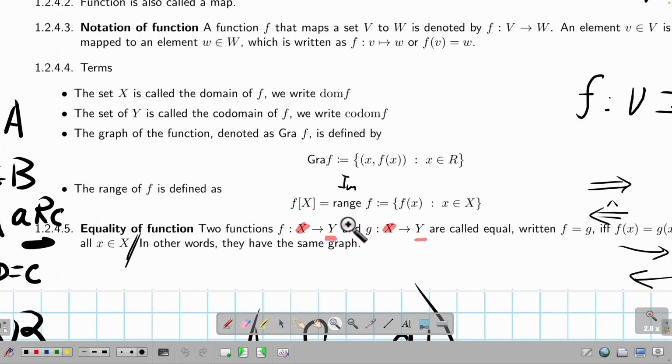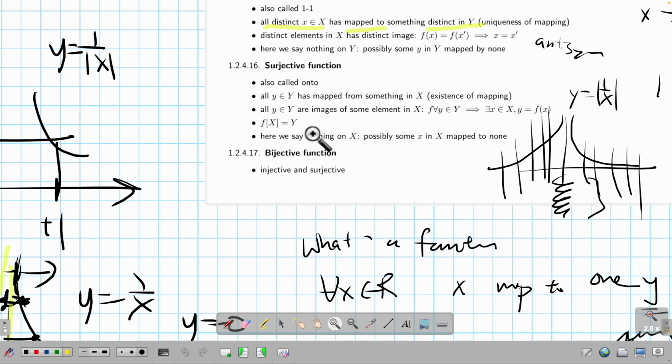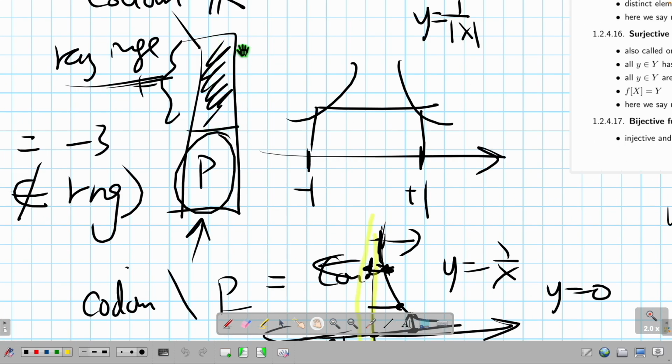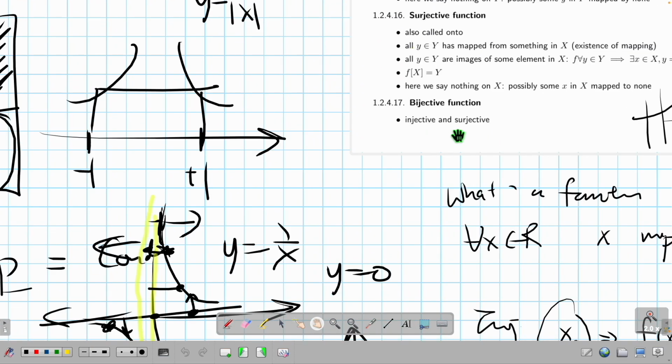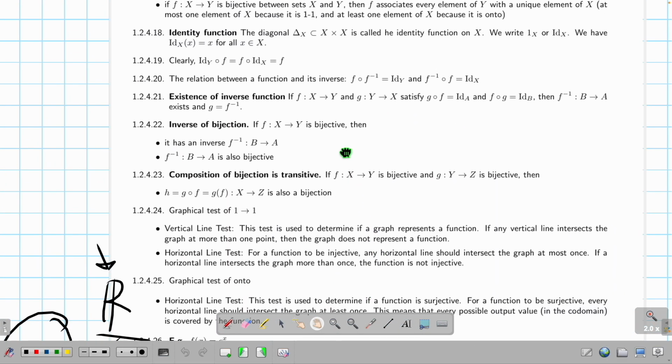Simple means you can write anything you want, okay? And if the range is y, it's the same as this black region is the same thing as my codomain, because y is my codomain, okay? So that's the same thing. And then injective is just these two are true, okay?